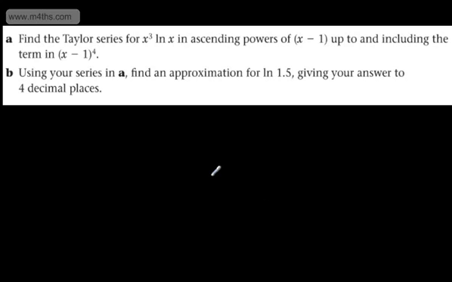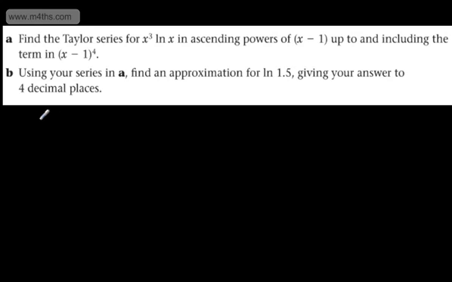In this question, we're asked to find the Taylor series for x cubed ln x, in ascending powers of x minus 1 up to and including the term in (x minus 1) to the fourth. And then in part B it says, using your series in A, find an approximation for the natural log of 1.5, giving your answer to 4 decimal places.